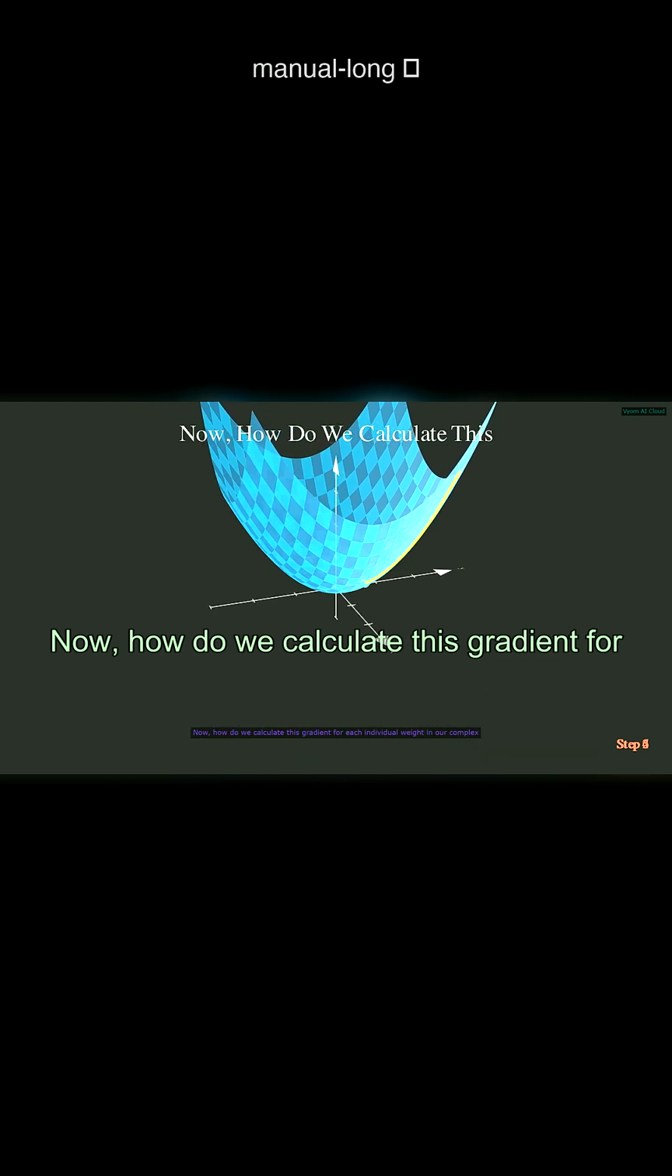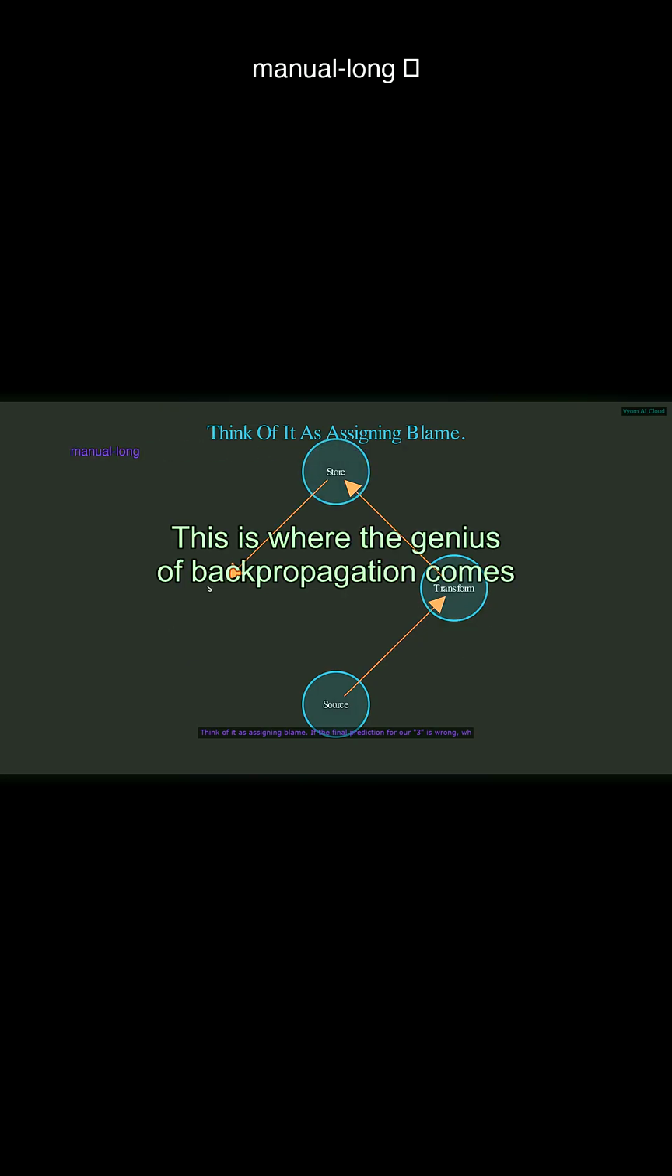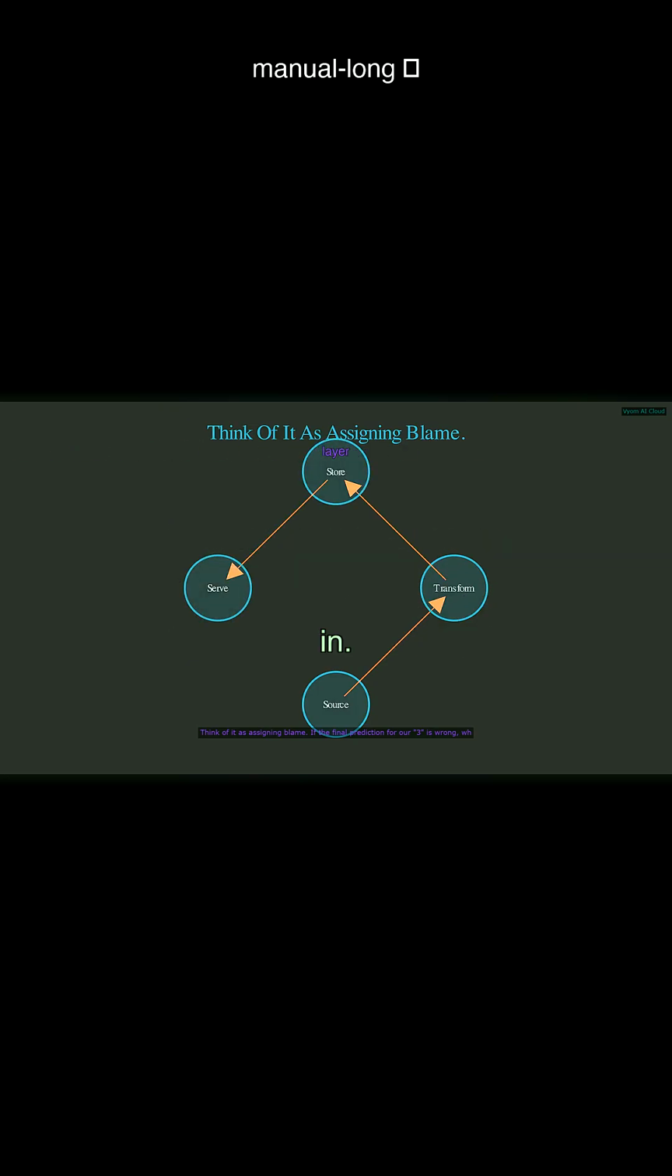calculate this gradient for each individual weight in our complex network. This is where the genius of backpropagation comes in. It uses a fundamental calculus concept called the chain rule. Think of it as assigning blame.